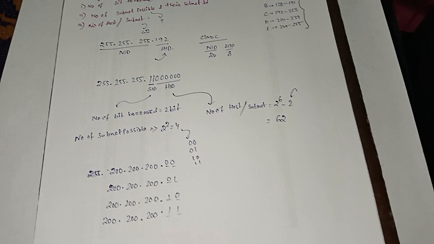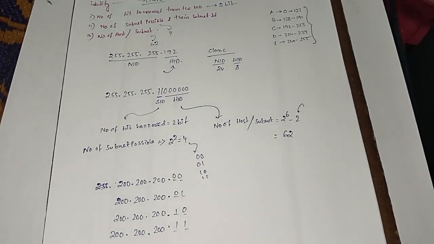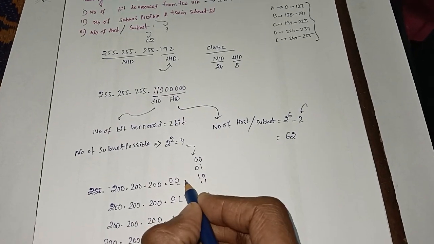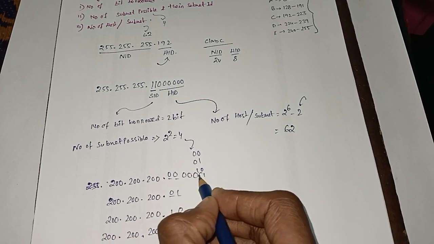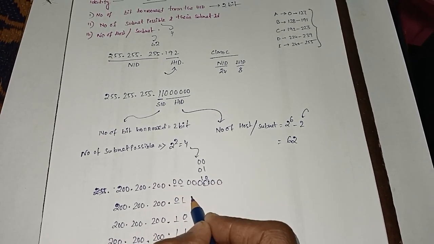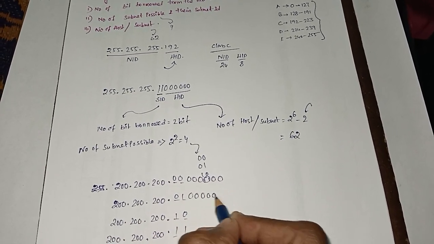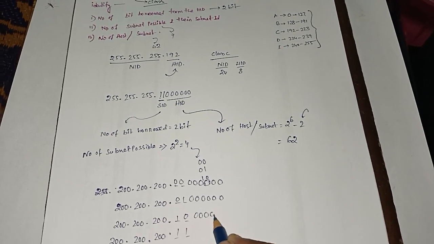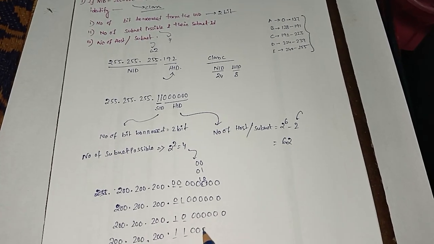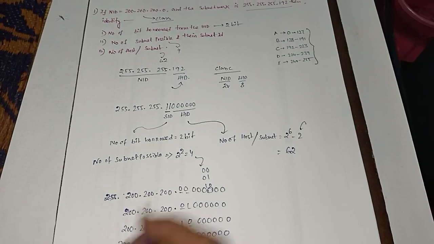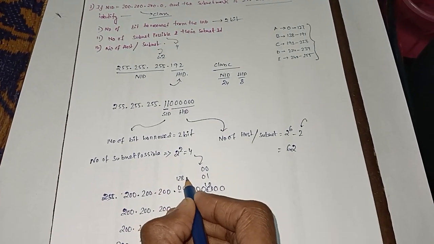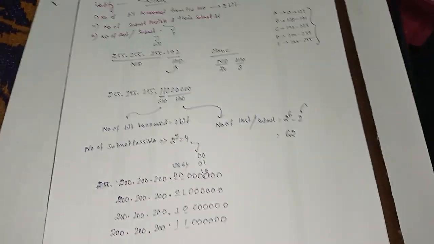Apart from that, we can get the subnet ID. Apart from these subnet bits, in the host ID part all 6 bits are 0. So this is the 128 bit and this is the 64 bit.